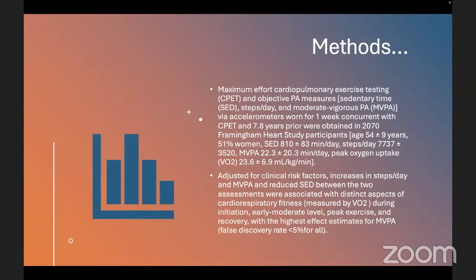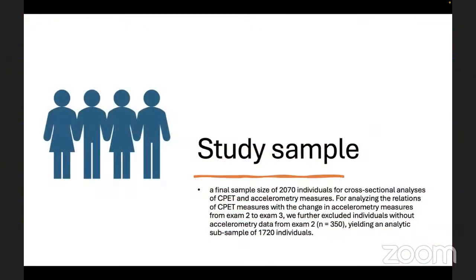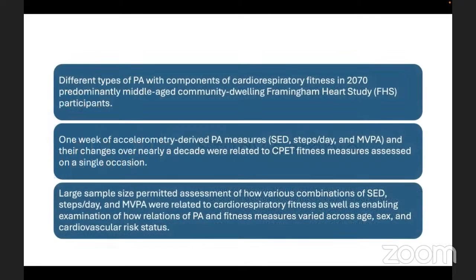So this is a continuity of the methods here. The maximum effort of cardiopulmonary exercise testing and the objective physical activity measures for the three components, where the accelerometer, as we mentioned earlier, was worn for 1 week, concurrent with the cardiopulmonary exercise test for 8 years. And these are adjusted for clinical risk factors, as we mentioned earlier. Next, please. Actually, this is a repetitive slide. I'm sorry for that. Continue to the next slide.